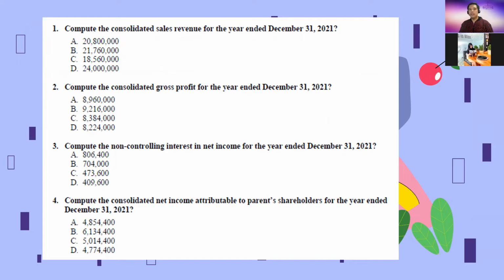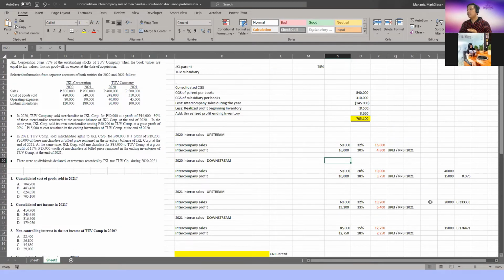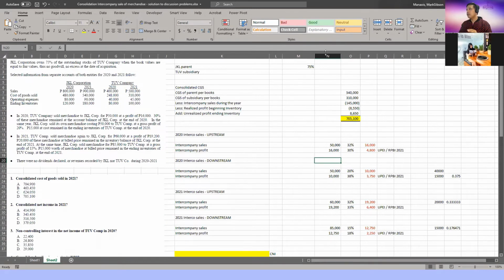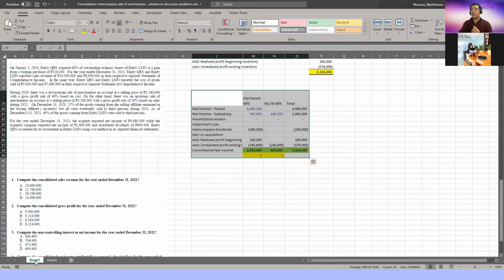So pag-usapan natin yan. Let me just go to Excel file. So ito class ha, same approach. Gawin natin from exercise 1 will cover all the concept. Pakita ko sa inyo lahat ng entries sa working paper, yung elimination entries. Then pagdating sa discussion problem number 2, we'll go straight to the template.